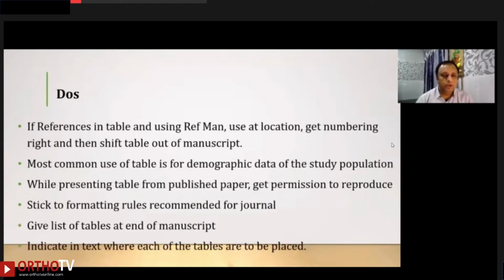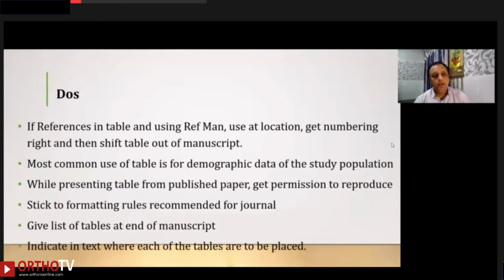If references are to be used in the table using a reference manager, it's advisable to use the table at the preferred location to get your references numbering right, and then shift the table out of the manuscript once you get the numbers right. Most common use of the table is for demographic data of the study population. While presenting a table from a published paper, get permission to reproduce and stick to formatting rules recommended for the journal.